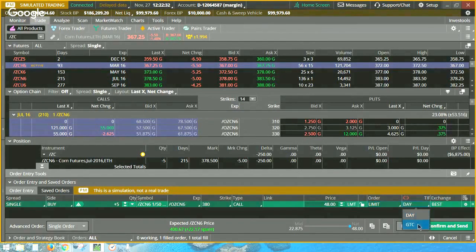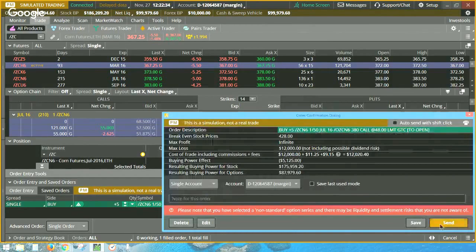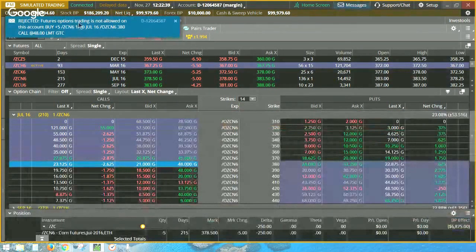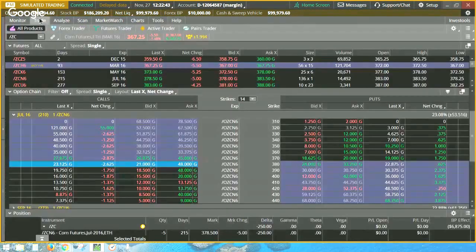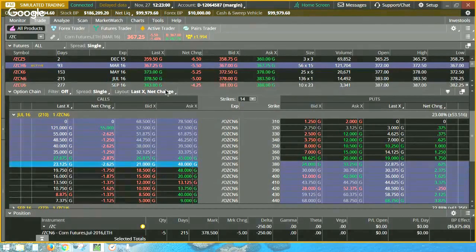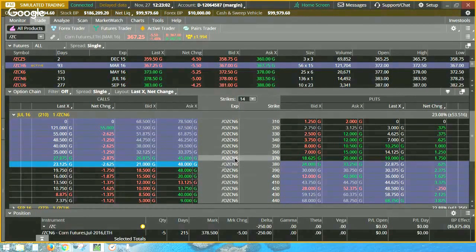So we're just going to go good till canceled, confirm and send, and we're going to send that in there. Yeah, for some reason it's not letting me do call options. I don't know why, but anyway, that's how you execute it. And usually after you've opened up this account for options, it will let you do that. It must not let me do call options on the simulated trading, or options at all, which is no problem. You see how to do it, and I can track those. We can track them later on as well. So, all right, that's strategy number 2.